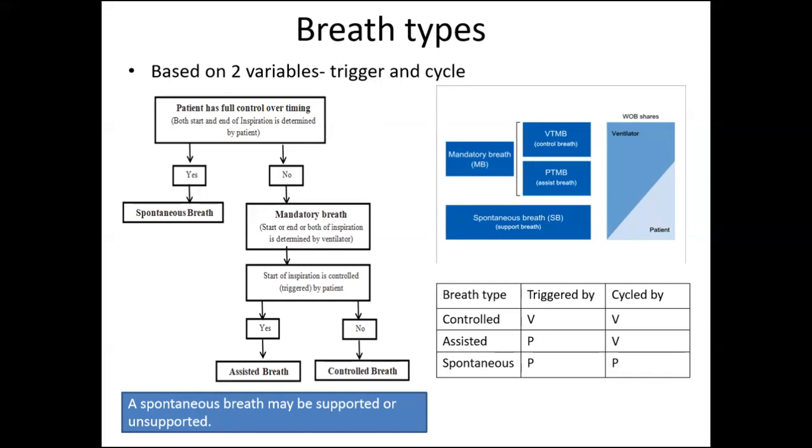Everyone understood this? It's very important. Unless you know this, you cannot understand the modes. Control means entirely by the ventilator. Patient cannot. That's why it's called controlled breath. When the patient is not triggering, he cannot control cycling. If he doesn't trigger, he cannot control cycling. Only when the patient triggers can he control cycling. So if he triggers and controls cycling, that is a spontaneous breath. Whether it's supported or unsupported depends on your decision.